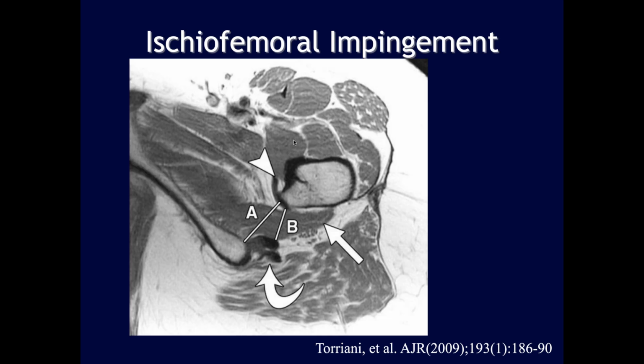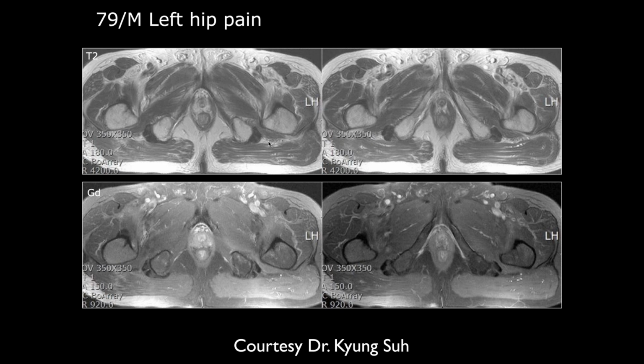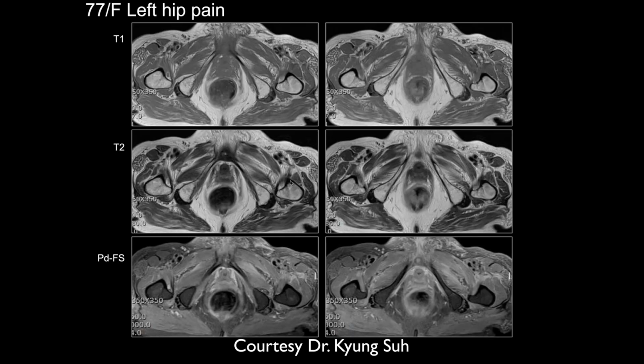These make noise too when you flex and extend, and sometimes they can drive you nuts trying to figure out what's wrong. So here's basically the anatomy in this location. And here are just some examples of edema and narrowing of the space there, the ischiofemoral space. In this case, primarily the quadratus femoris space. And these can get very narrow at times.